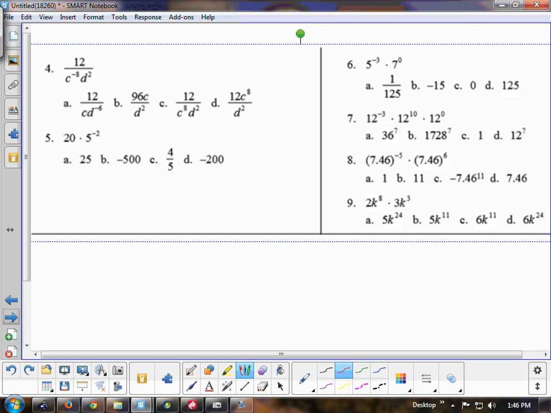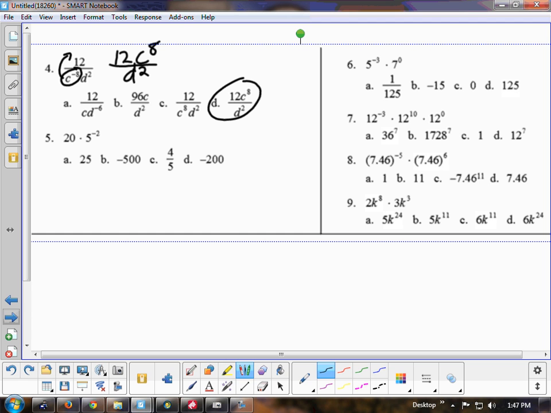Moving on to question 4. We're going to use the rules of the powers. I have a negative in the bottom of the fraction, so it's supposed to be up top. The d squared is positive, so it stays where it is. So this is going to turn into 12c to the 8th divided by d squared. Okay, and that's going to be letter D.